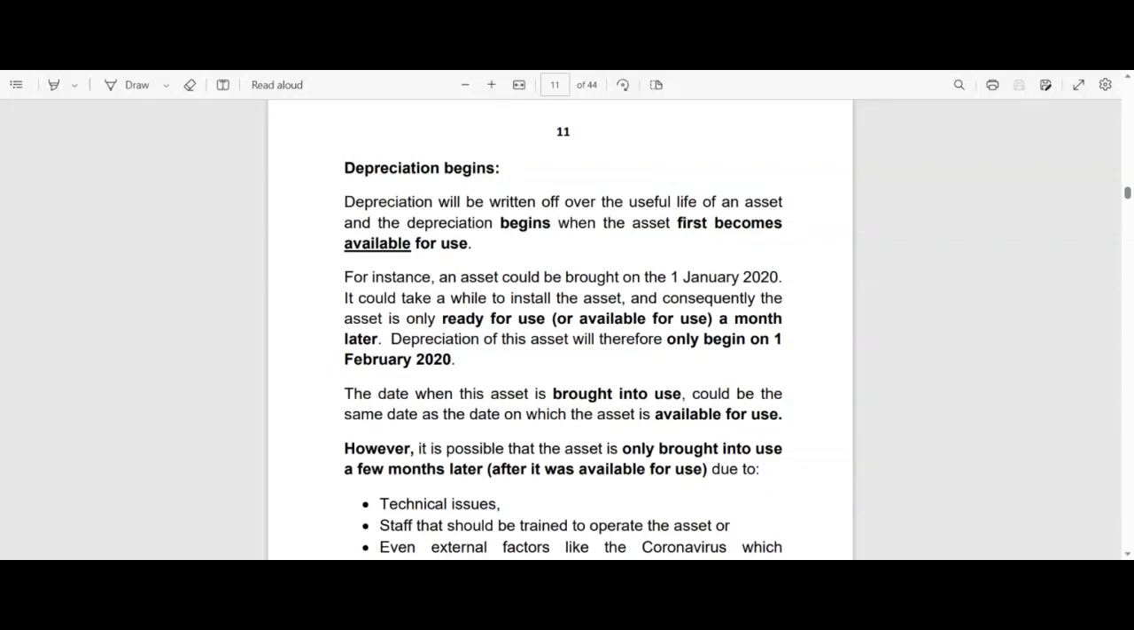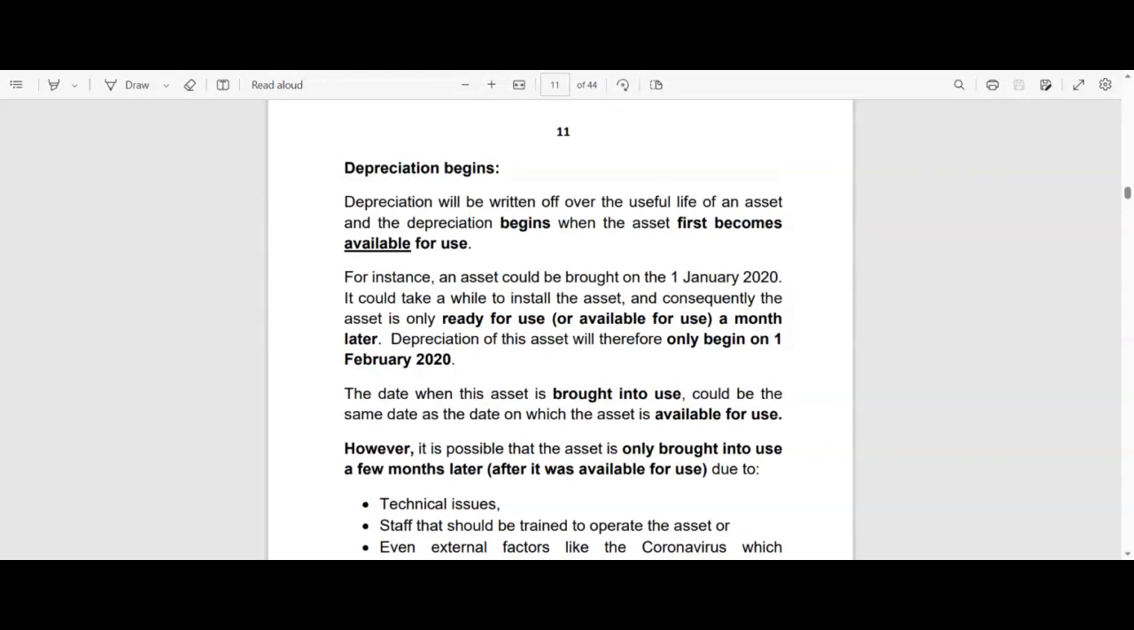So we've got 3 dates there. The purchase date is the 1st of January. It became available on the 1st of February for use. And on the 1st of March, we started using it. So on which of those 3 dates will we actually start our depreciation process? If you can type for us an answer there, on which of those 3 dates will we actually start our depreciation process?